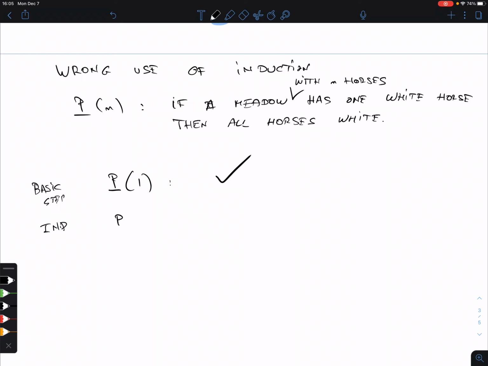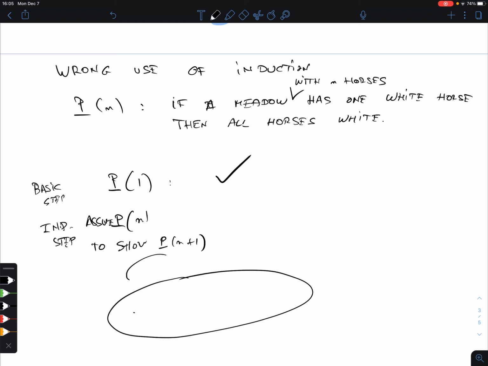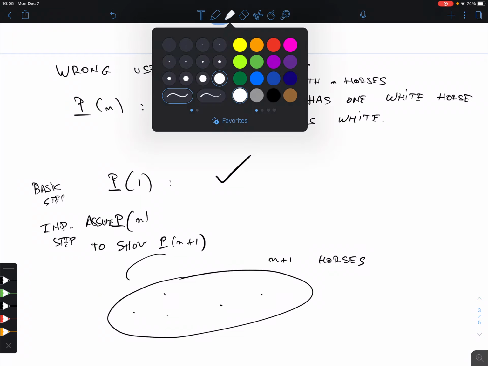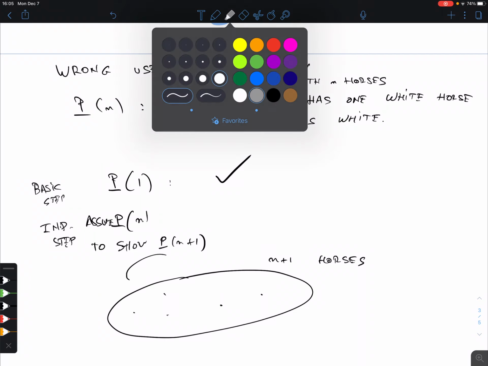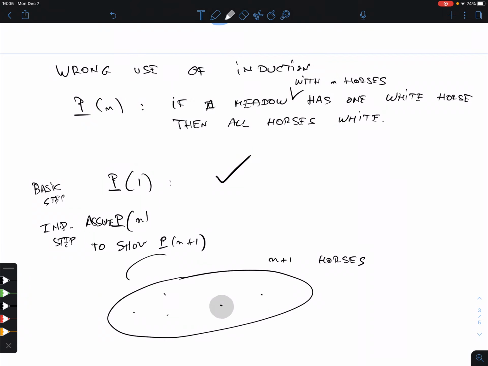So now, the induction step. Assume Pn to show Pn plus 1. It's getting out of juice here. So what is Pn plus 1? So here is my meadow, and we have n plus 1 horses. And I know one of them is white. So let's make this the white horse. It's not going to be visible, right? So my white horses will look a little bit gray. So this is my white horse.